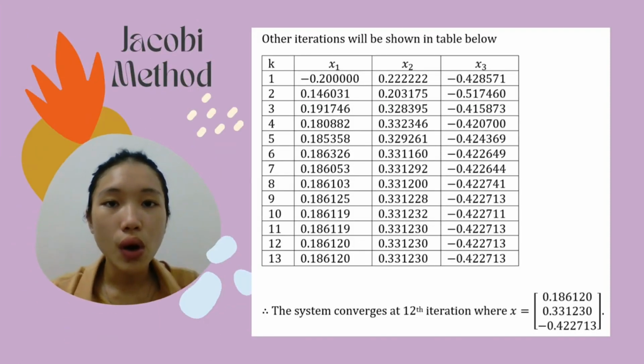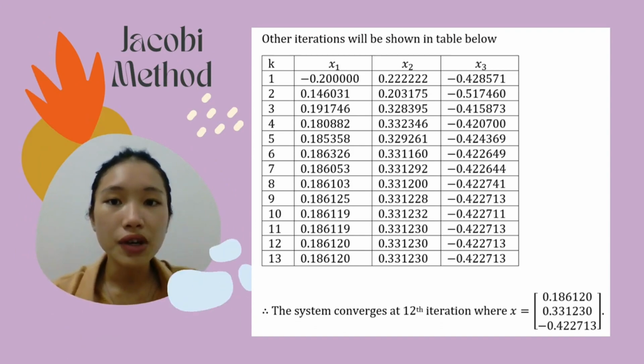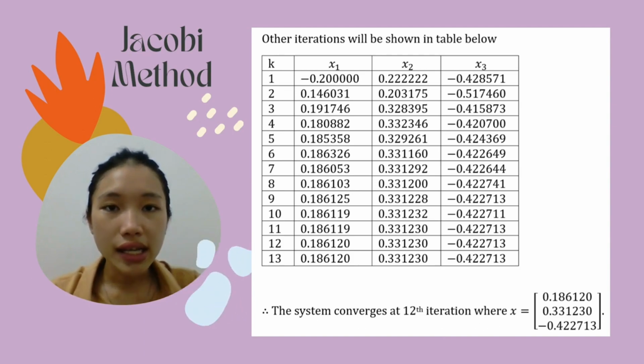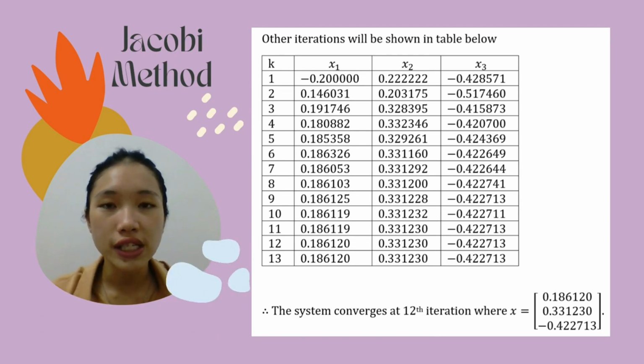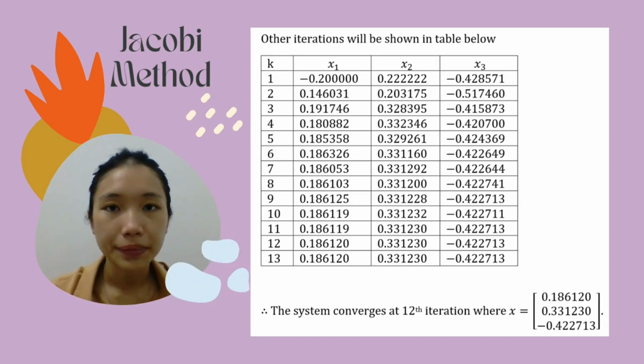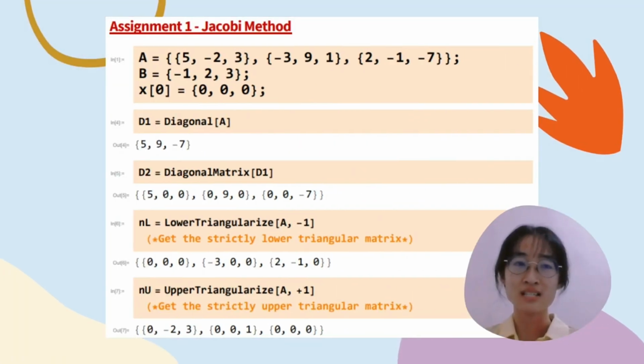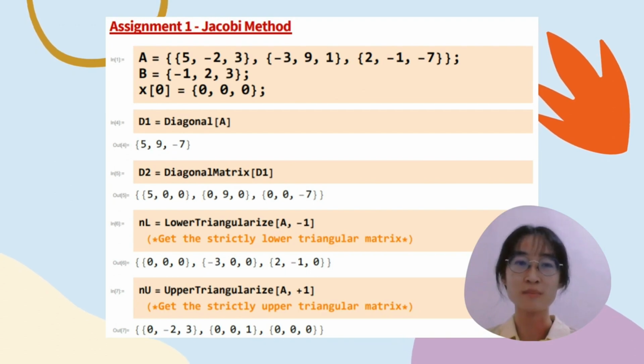This table shows all the iteratives that we found until the system converges at the 12th iteration, where x1 is equal to 0.186120, x2 is equal to 0.331230, and x3 is equal to negative 0.422713. So, I will discuss the coding of the Jacobi method.